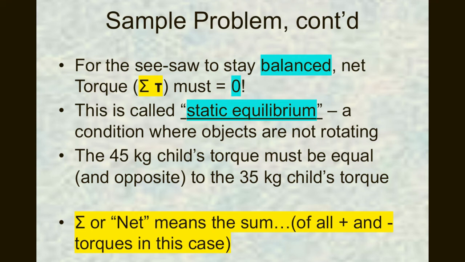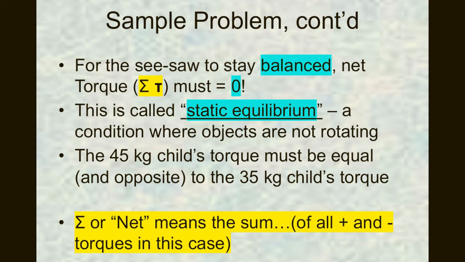Just be aware when you have a seesaw or something where objects are balanced and they're not rotating, that net torque is 0. The torque on the left-hand side is canceling out the torque on the right-hand side, meaning that they're both equal to each other. They might just have different forces and different lengths, which is what we saw in that problem. So in a nutshell, the 45 kg child's torque must be equal and opposite to the 35 kg child's torque.